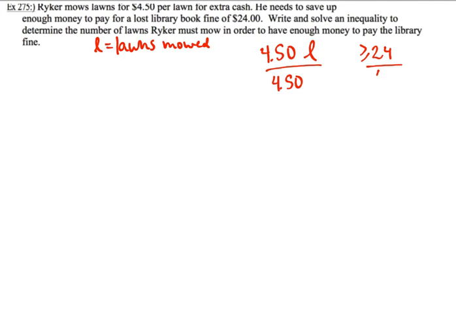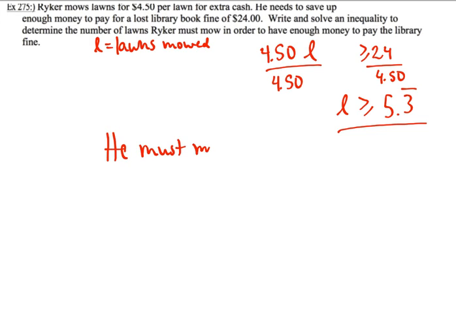So we need to divide by 4.50. And L is going to be greater than, well, let's go to the trusty calculator. 24 divided by 4.5. I get 5.3 repeating. So he must mow at least 5.3 repeating lawns. Since he's probably got to mow a whole number of lawns, I'm going to say he must mow 6 lawns or more.